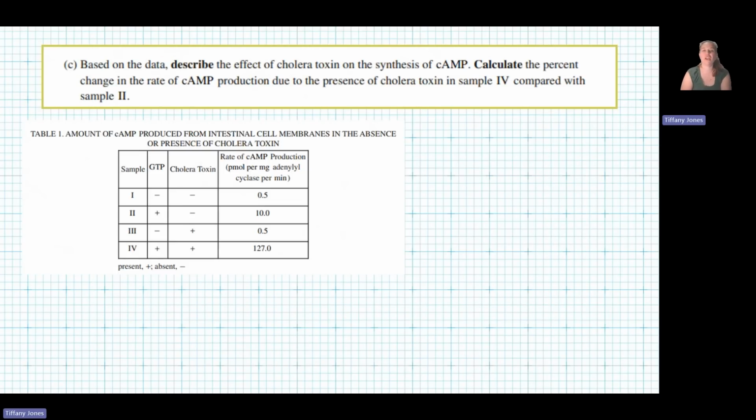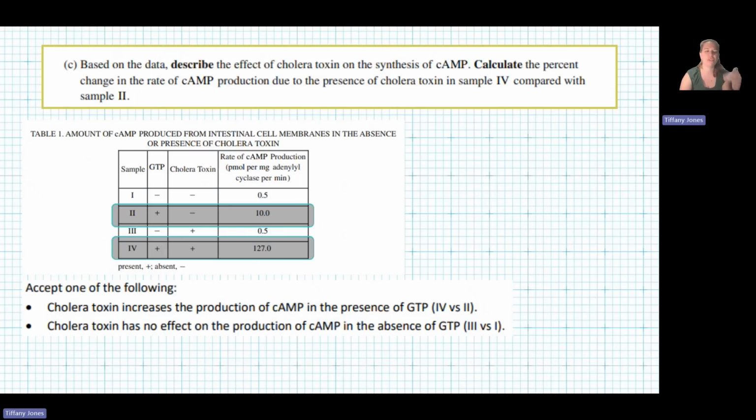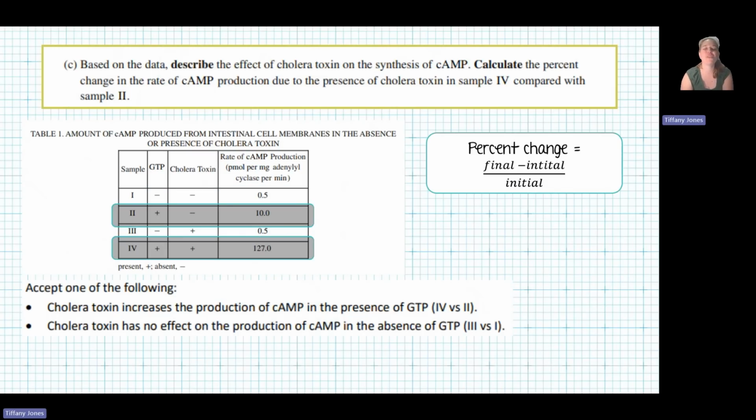They did another one where they said, okay, describe the effect of the cholera on the synthesis of cyclic AMP and calculate the percent change in the rate of cyclic AMP production due to the presence of cholera in the sample. So we want to calculate that percent change. I think I'm ahead of myself. That was the describing, and we don't want to look at that one. I want to look at percent change. If I'm comparing it to 3, I've got 127 subtracting 10, because my initial was 10, going from without it to with it, right? Then I divide by 10, which gives me 1,170%. So again, the number is way high.